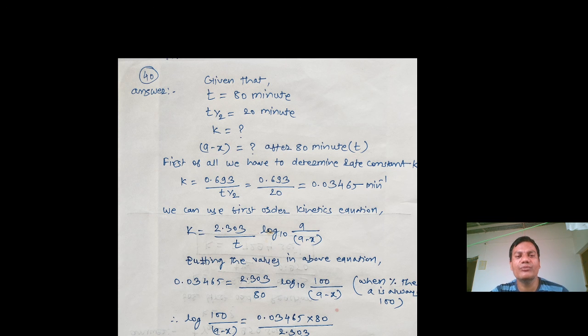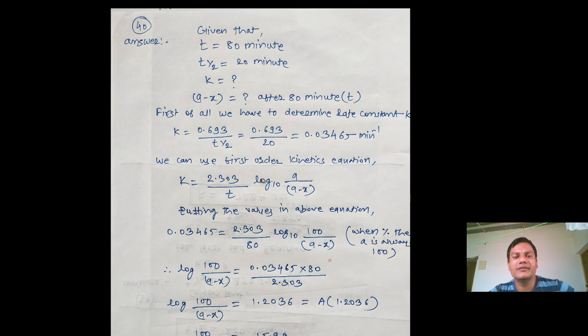So k is equal to 0.693 by t half. t half is given. With the help of this we can determine the rate constant, which is required for the calculation of the concentration remaining after a particular time, that is 80 minutes. So k we have determined, put in the value of k, and t we know, 80 minutes. So now we can easily calculate a minus x.